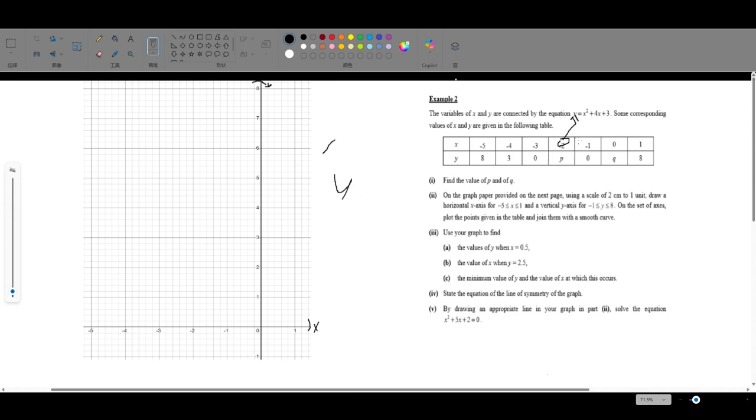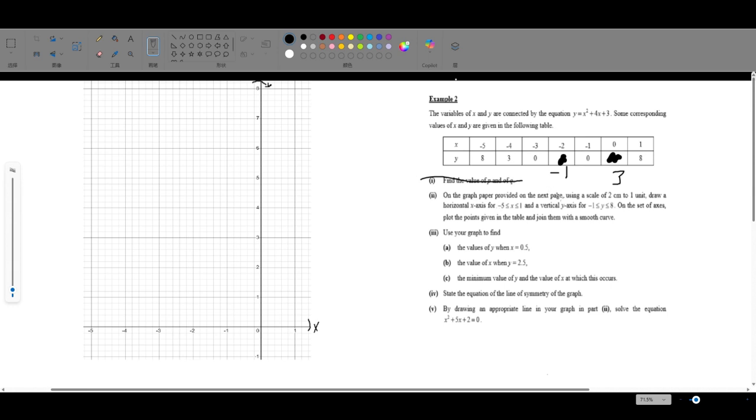So without further ado, you just say that P is just negative 1. Q is just 3, because I already substituted the value. So the first question is done.